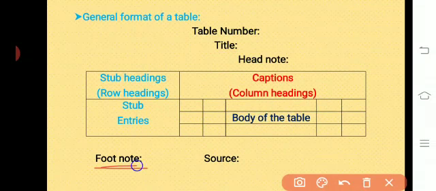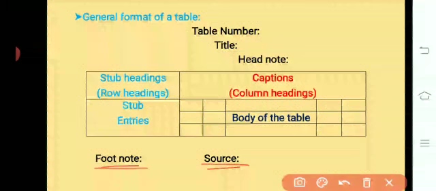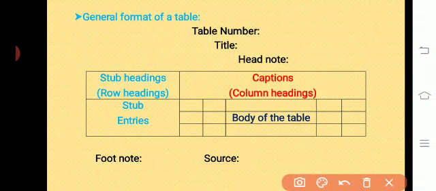Then here it is the footnote and source note. We can write a source note below the footnote or beside the footnote. So this is the general format of a table.